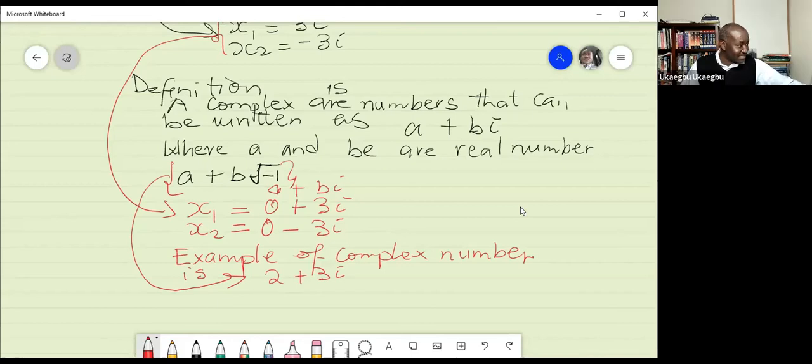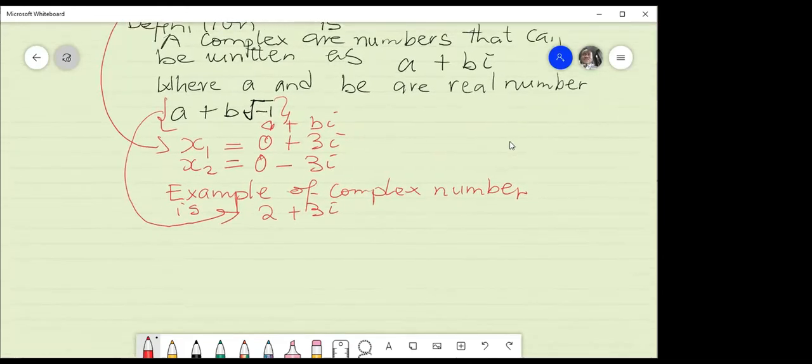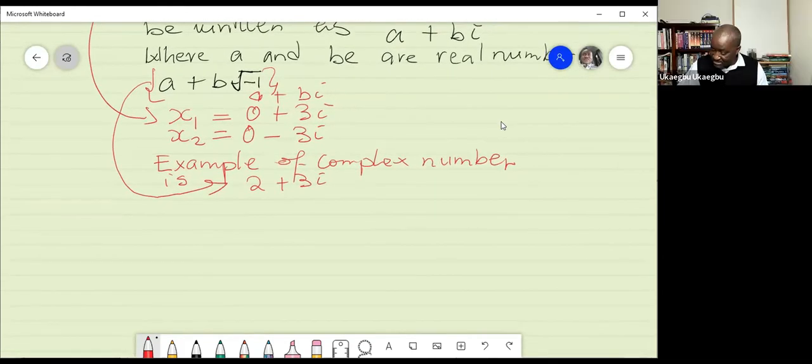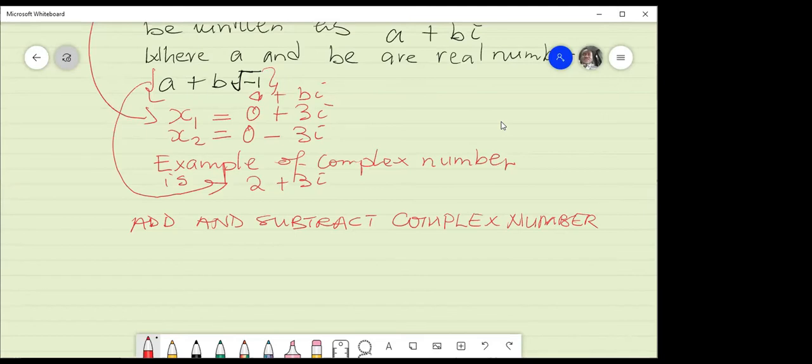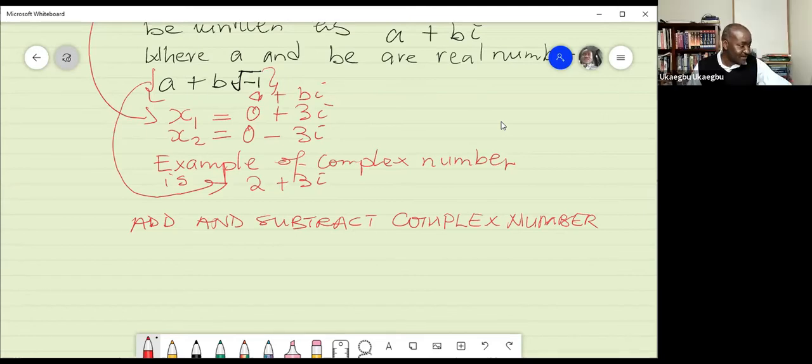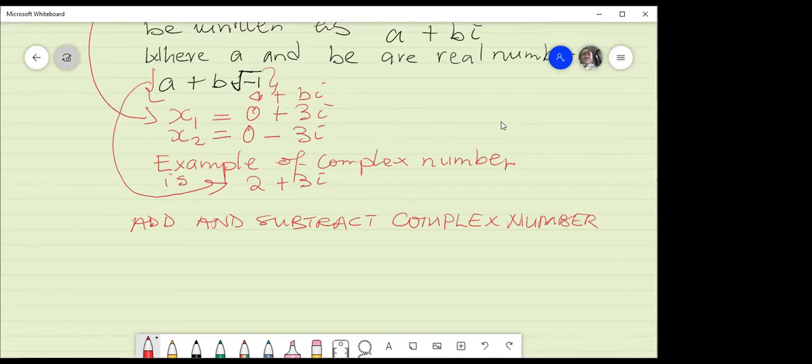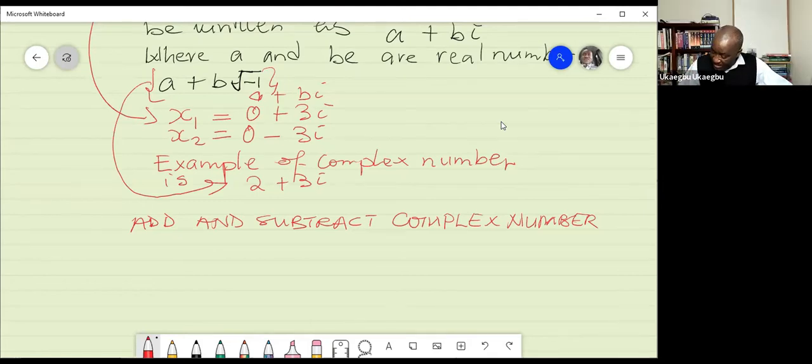So now the next thing is to add and subtract complex numbers. That's the subtopic: add and subtract complex numbers. All right. So now we are going to present two different complex numbers, and then we will try to add it, and we will also try to subtract it.